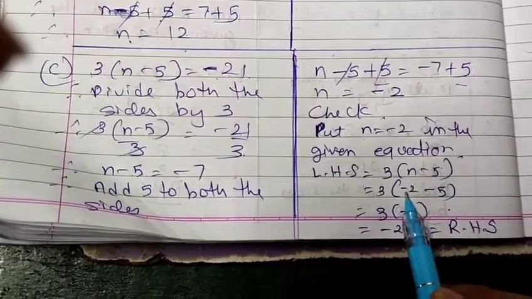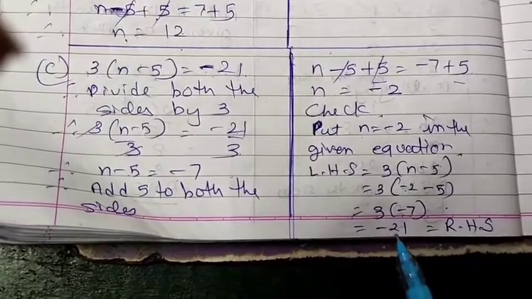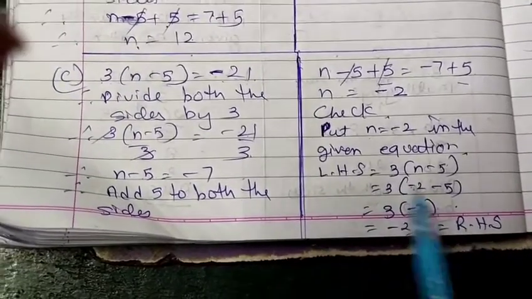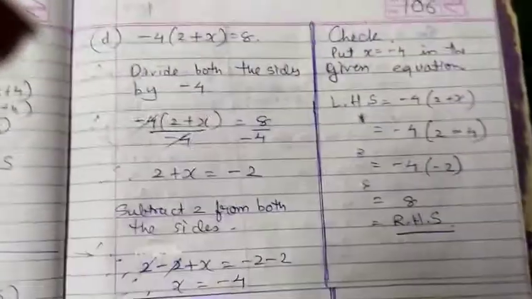In place of n, write down -2, minus plus -7, and -7 into 3 gives -21. So it is equal to RHS. So we can say it is a solution of the given equation. Then next sum.